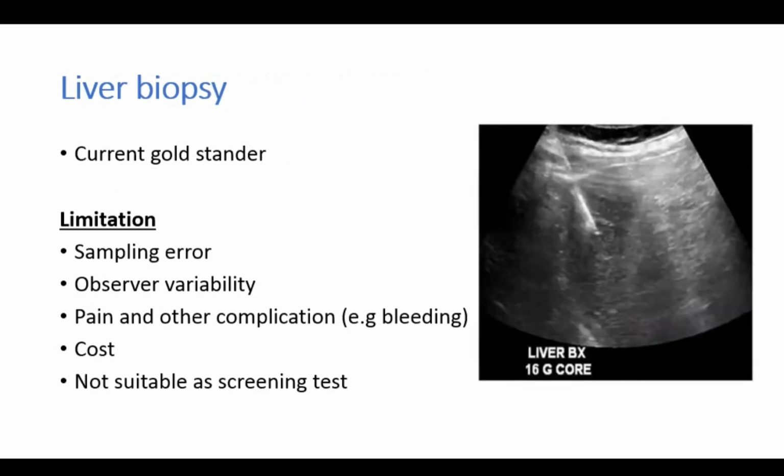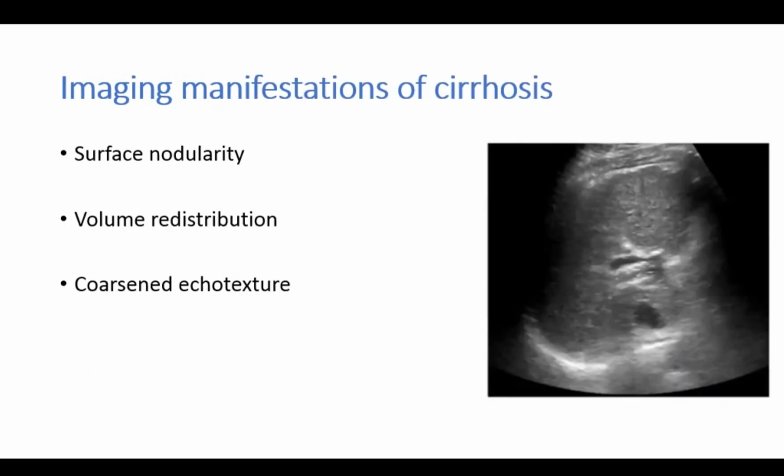Now we will talk about biopsy briefly. Biopsy is still the gold standard for diagnosis of liver fibrosis and cirrhosis, but it has many limitations. For example, it is costly, it causes complications such as bleeding, and it's not suitable for screening. So our role in imaging will appear here. Imaging is better for diagnosis of liver cirrhosis.